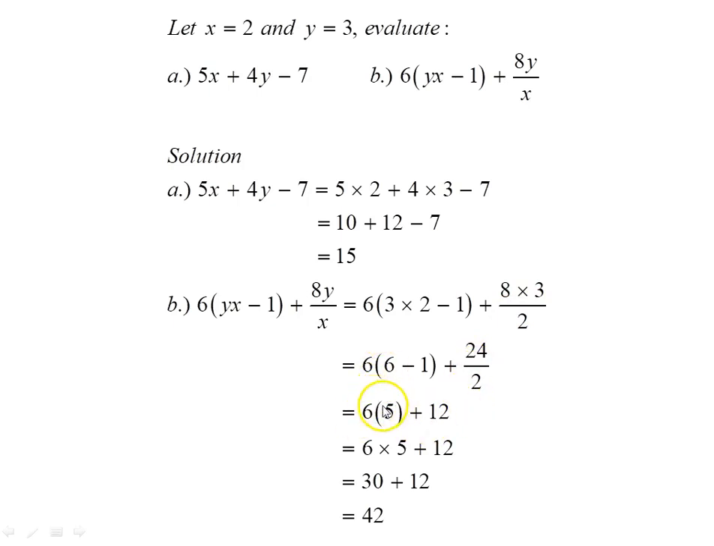That gives us 6 times 5, 6 minus 1 is 5, plus the 12, 24 over 2, 12. That gives us 6 times what's in the brackets, so 6 times 5 plus 12 is 30, plus 12 gives us 42.